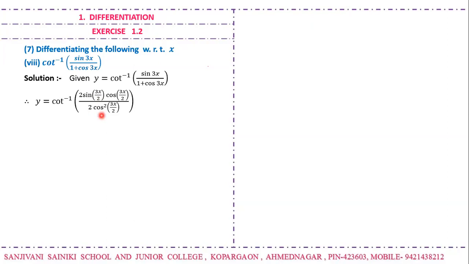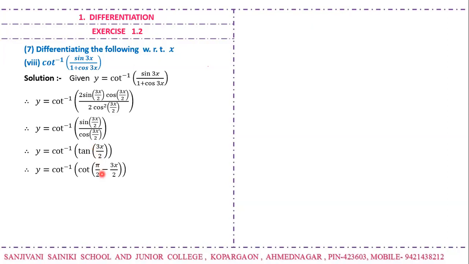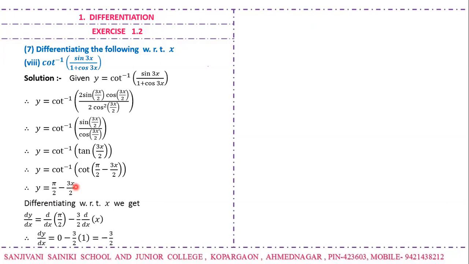And this sin upon cos, you get tan. Now we can write this tan as cot of 90 minus theta. So now this cot and this cot will cancel to each other and you get pi by 2 minus 3x by 2. So we differentiate this with respect to x. Derivative of pi by 2 is 0 and derivative of 3 by 2 into x is minus 3 by 2 into 1, which is minus 3 by 2. So the derivative of this given function is minus 3 by 2.